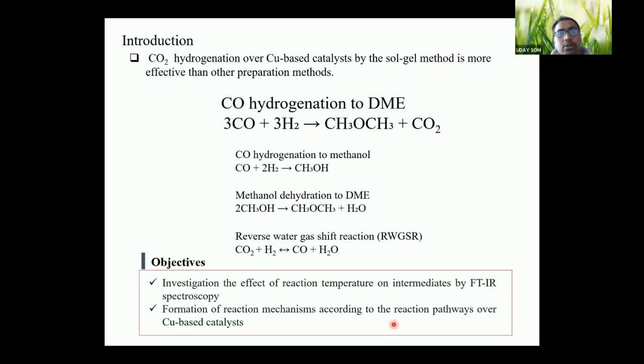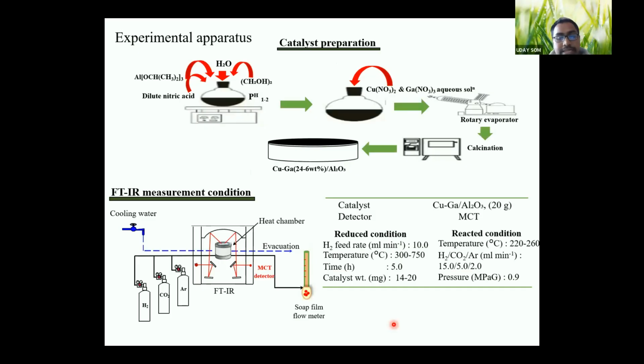My laboratory works on the copper-based catalyst. After that, I got good results. Then I took the copper gallium aluminum oxide catalyst. In the slides, I try to show the experimental apparatus: how can we get the catalyst?